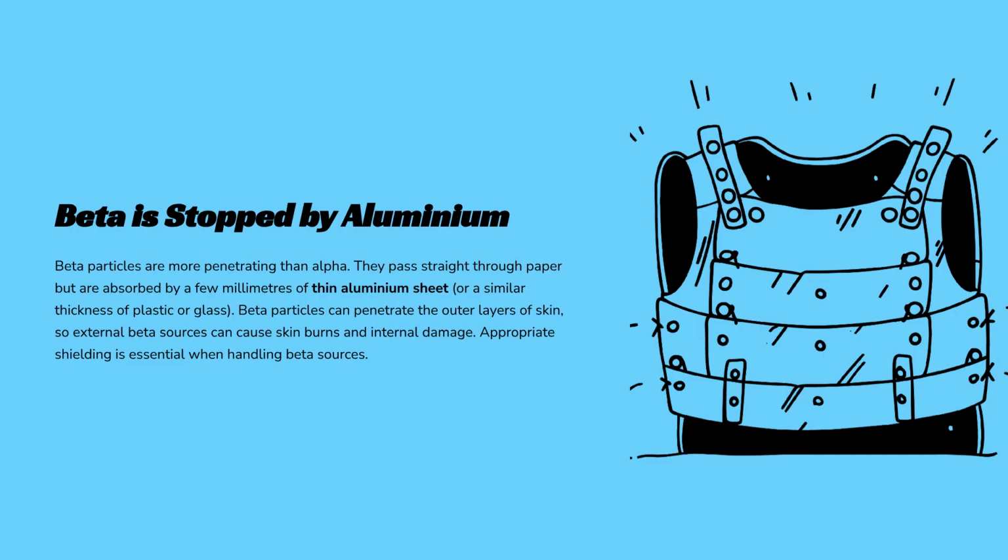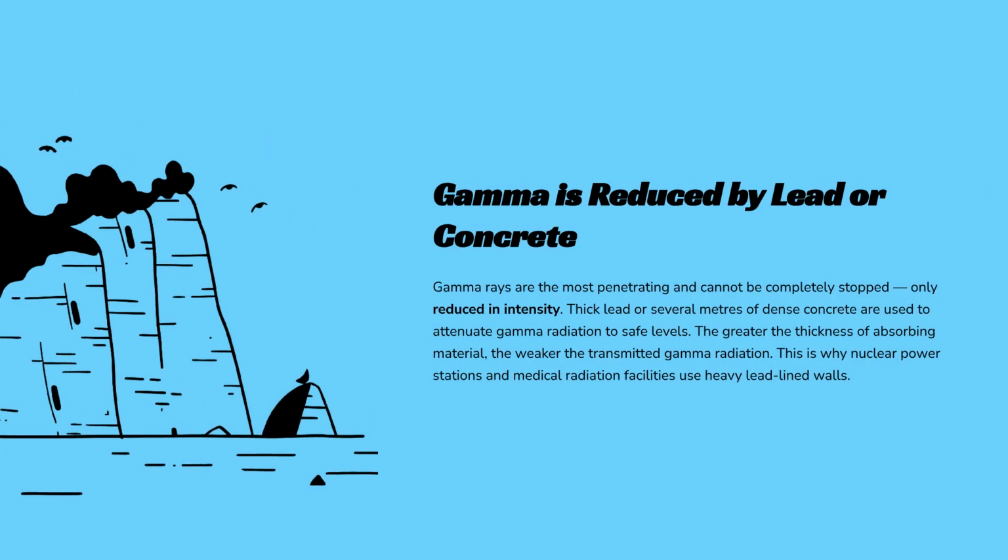Because they can penetrate skin, they require careful shielding to avoid burns or internal damage. Gamma rays are the most penetrating and cannot be fully stopped. They can only be reduced in intensity. Thick lead or several meters of concrete are required to attenuate them to safe levels in industrial and medical facilities.